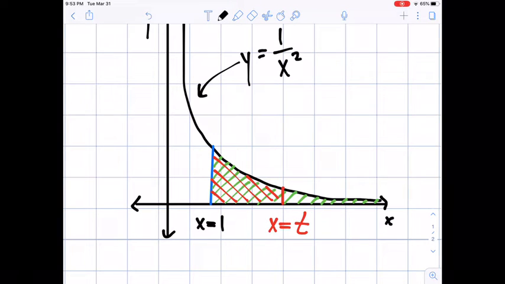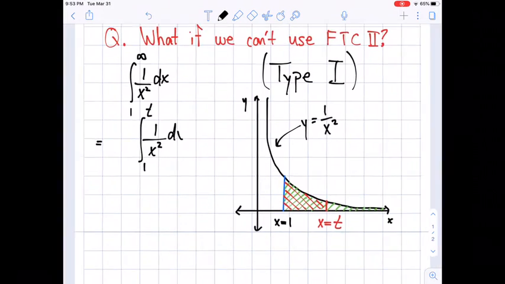We know that no matter what the value of t is, we're able to do FTC2. So what if I take t and I increase the value of t? Specifically, I know that the larger the value of t gets, the closer the area of this red region gets to approximating the area of the green region. And so specifically what I would like to do is take a limit. I would like to take the limit here as t approaches infinity. Okay, and this is how we're going to evaluate this first type of improper integral moving forward.